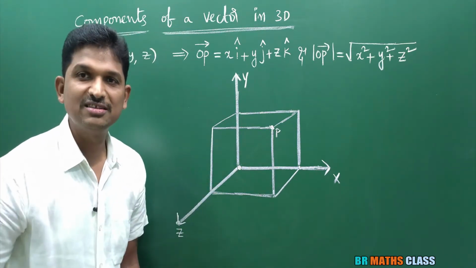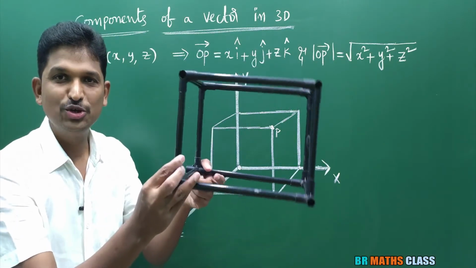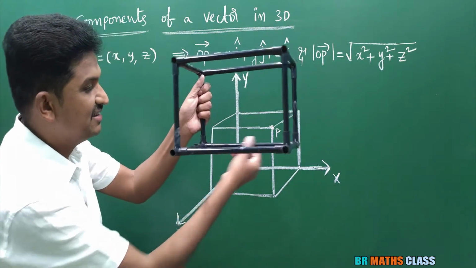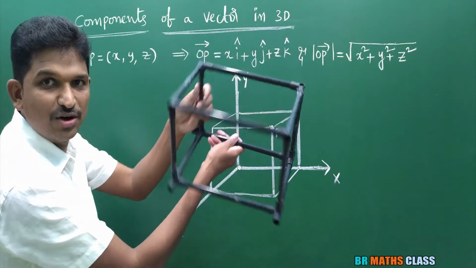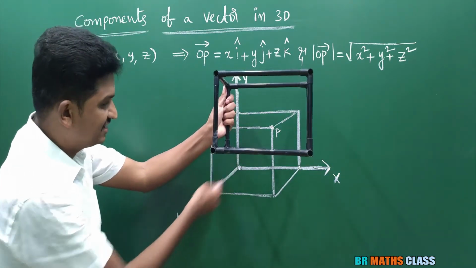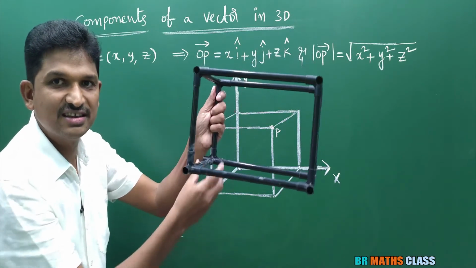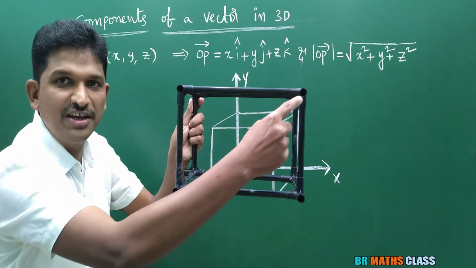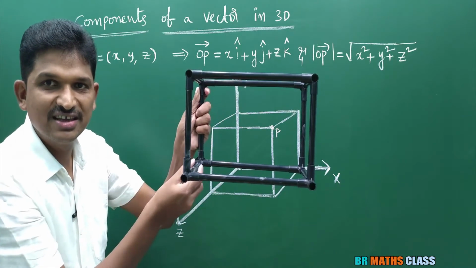To explain this clearly, I'll use this, which is like a cube. You observe this: this is the x-axis, this is the y-axis, and this line is the z-axis. Where is the point P? This is the point P.